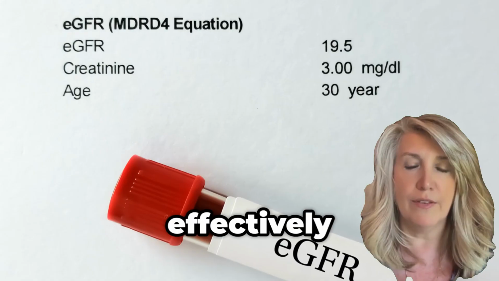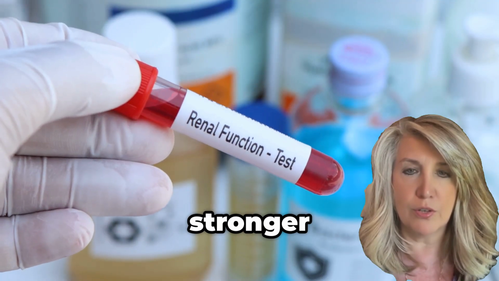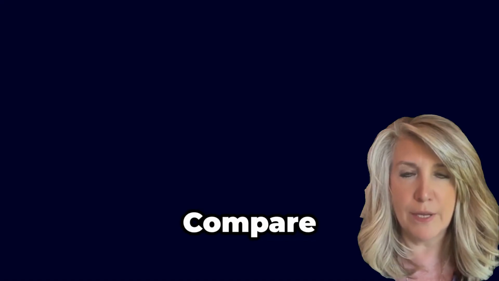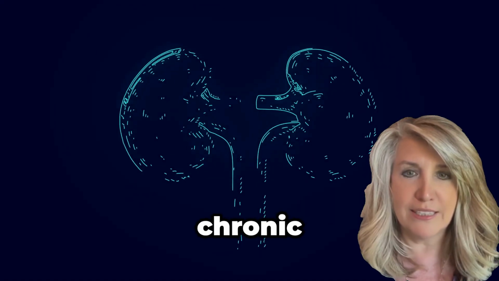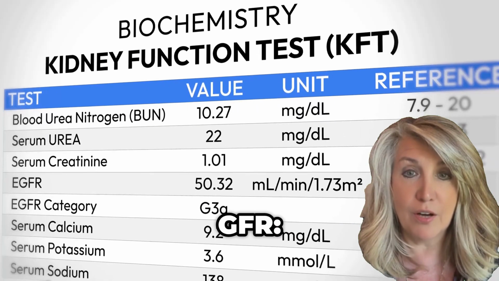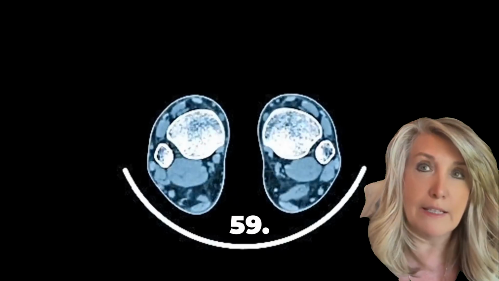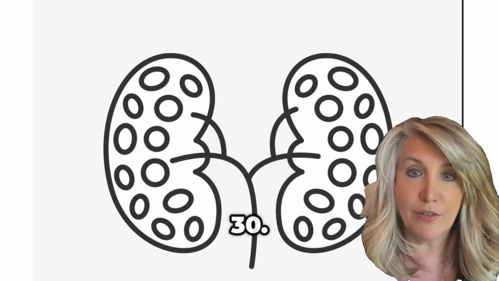GFR measures how effectively the kidneys filter blood. Higher GFR equals stronger filtration capacity. Compare healthy kidneys to those with chronic disease. Filtration declines over time. Normal GFR is 90 to 120. Moderate decline is 30 to 59. Severe decline is less than 30.